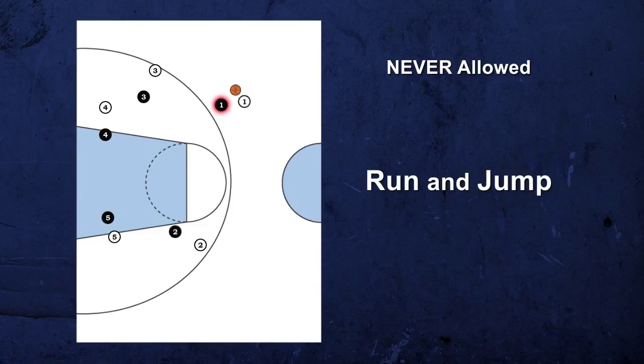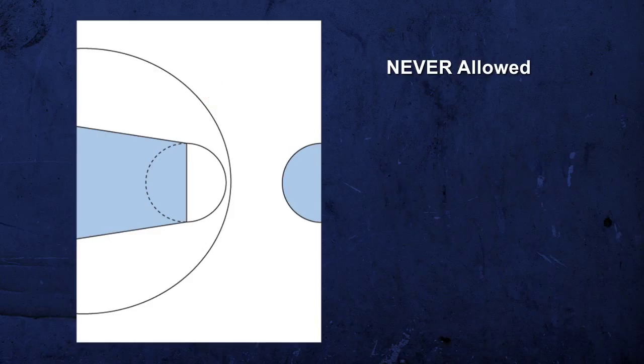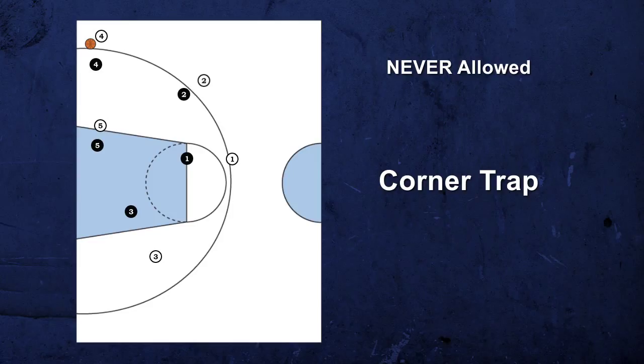In this situation, while defensive player 1 is actively guarding the ball handler, defensive player 2 leaves their matchup to jump into a surprise double team of the ball handler. This is illegal and should be whistled down immediately. The corner trap. In this example, defensive player 4 is actively guarding the ball handler in the offensive corner. Defensive player 2 leaves their matchup to spring a trap on the ball handler. Once again, this is immediately illegal and should be whistled down.